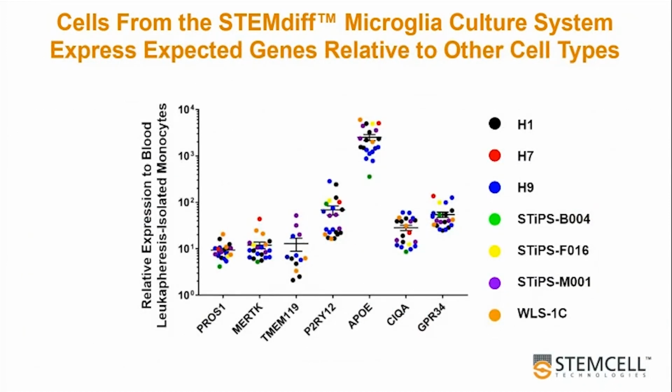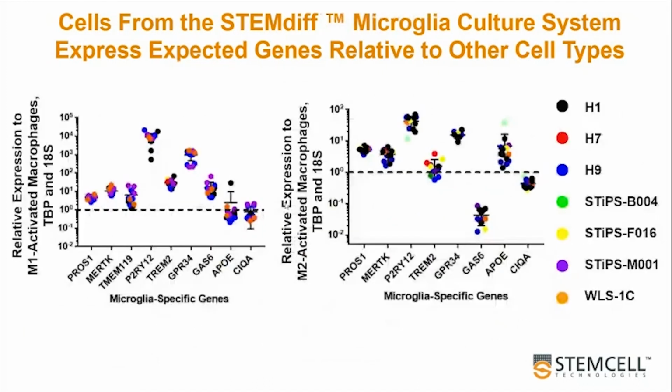Then we checked a series of typical genes expressed in microglia. As we can see in this figure, microglia produced with our kit show a significantly different expression profile compared to monocytes. While the expression patterns of these genes are more variable, we see quite a few genes with different expression levels compared to both M1 and M2 activated macrophages.